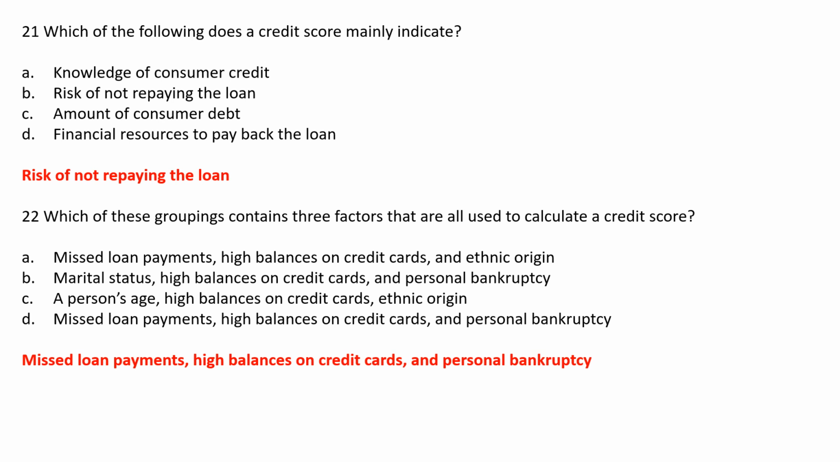Which of these groupings contains three factors that are all used to calculate a credit score? Option A, missed loan payment, high balance on credit card, and ethnic origin. Option B, marital status, high balance on credit card, and personal bankruptcy. Option C, a person's age, high balance on credit card, and ethnic origin. Option D, missed loan payment, high balance on credit card, and personal bankruptcy. The correct answer is option D. These are the three main factors that are used to calculate your credit score: missed loan payment, high balance on credit card, and personal bankruptcy.